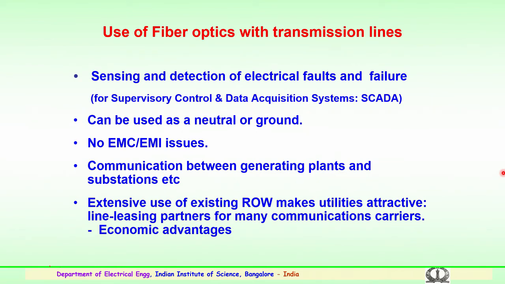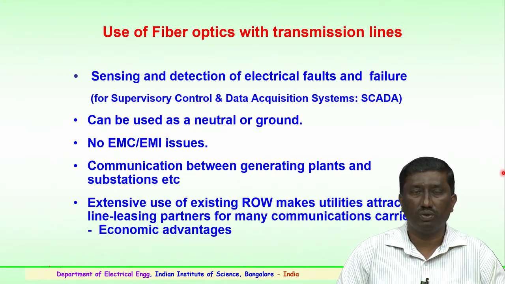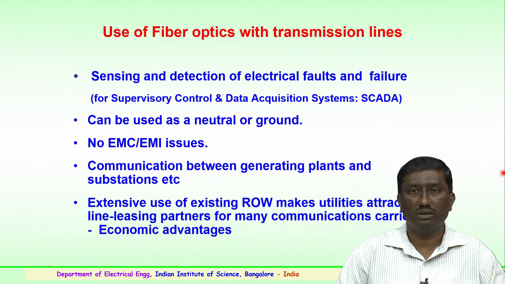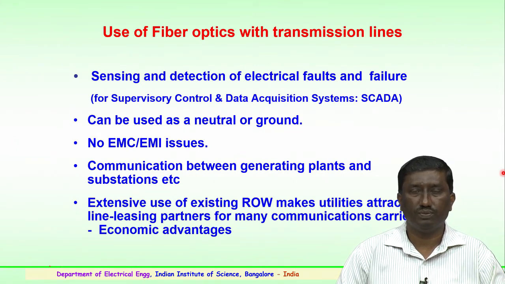The main use of fiber optics with transmission lines is proper sensing and detection of electrical faults and failures, and this data is given to the SCADA system, that is, supervisory control and data acquisition systems, which will be helpful in taking proper decisions for isolating the line where the failure has occurred. And fiber optics can also be used as a neutral or a grounded connection.